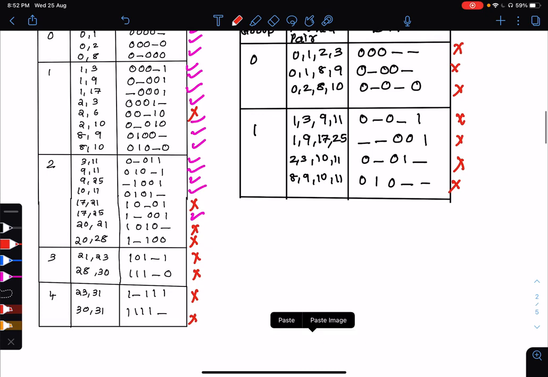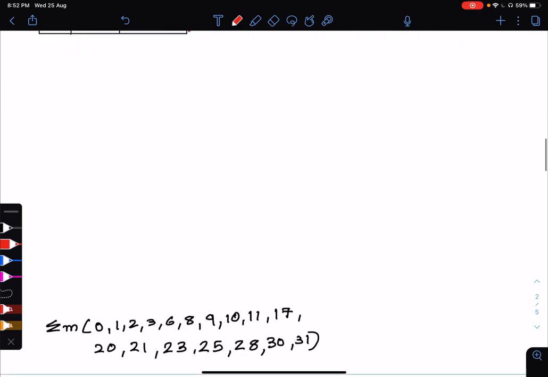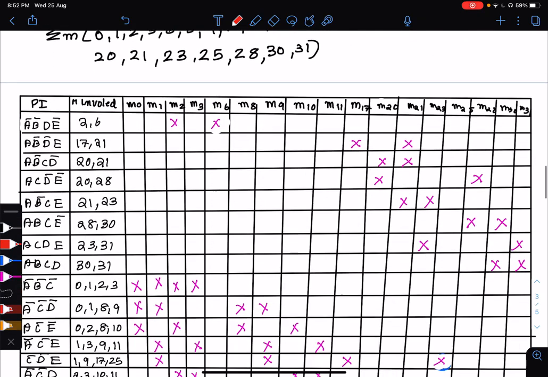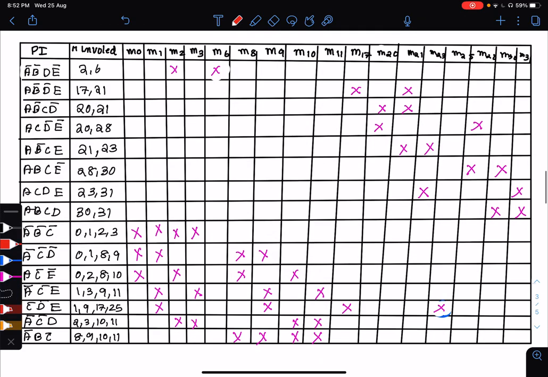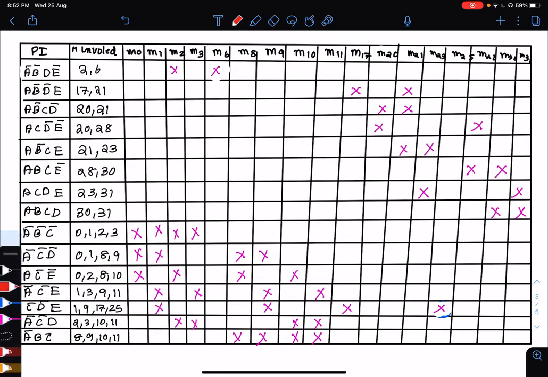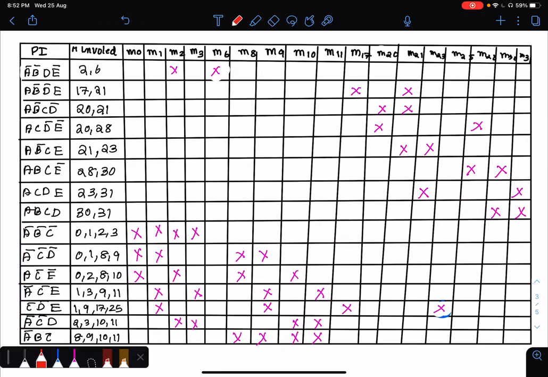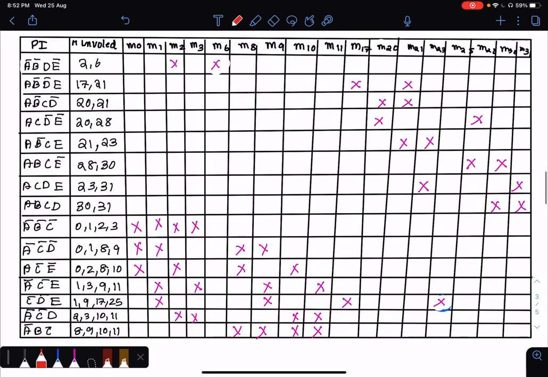So next we can draw the prime implicant chart, the PI chart. It will be something like this, very heavy. It will be somewhat lengthy, but you can try it. It's needed, so you can try. As the rules, I will be explaining.